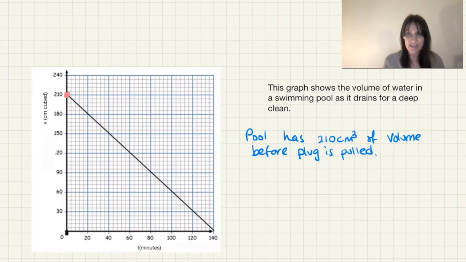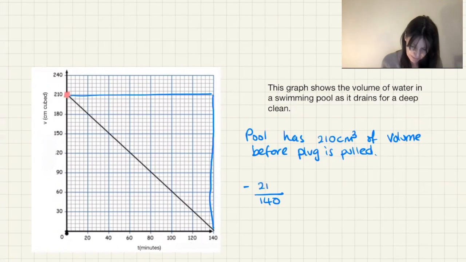Then I've got to look at the gradient so I can talk about the rate that this is happening at, okay? Because gradient gives us a rate of change. So my run is all the way across. So I have a run of 140. And then I'm going down. So I know that this is going to be negative. And it's 210 on the top. Now, the negative is there to tell me that it's a negative gradient. It doesn't necessarily need to be part of the actual story that we're telling.